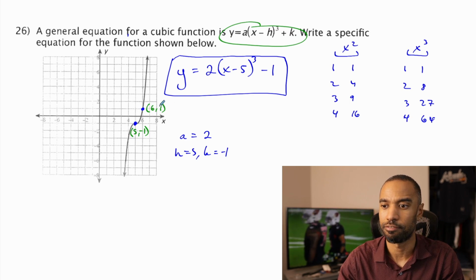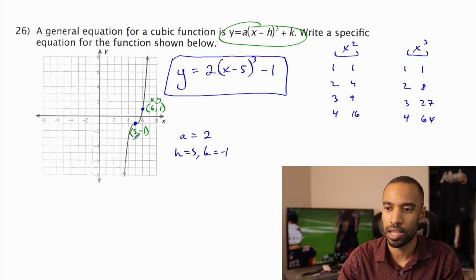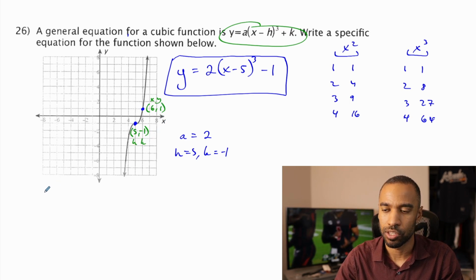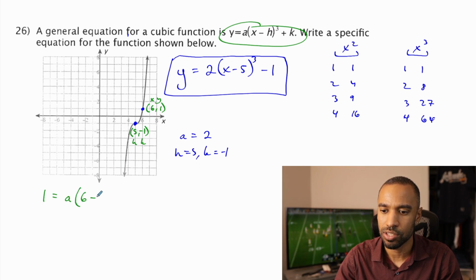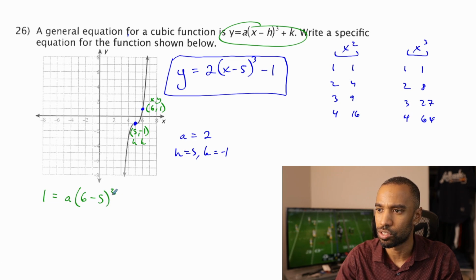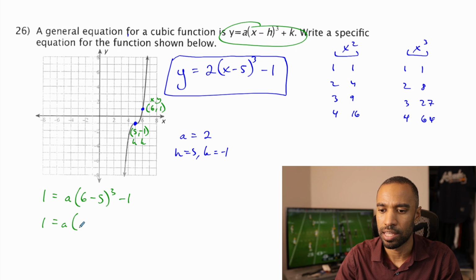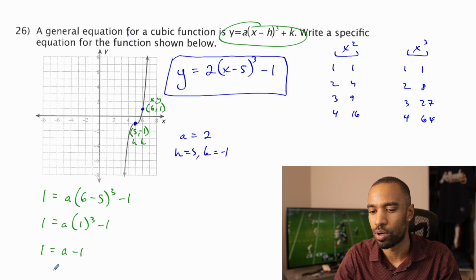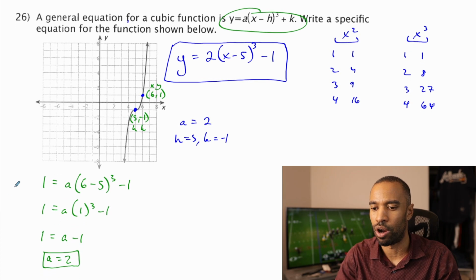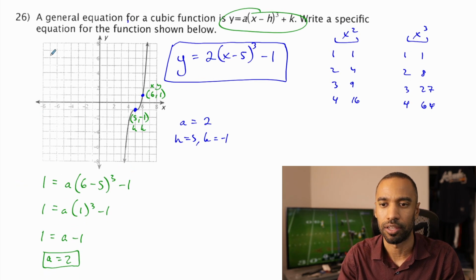You want me to do it fast? Fine, let's do it fast. x, y, h, k: y is 1, a is unknown, x is 6, minus 5, cubed, plus k is -1. 1 equals a times 1 cubed minus 1. 1 equals, 1 cubed is 1, a minus 1, add 1 both sides, a equals 2. And you know what? That's one of the easier ones, probably one you're better off with there. And we get that 2 value there.